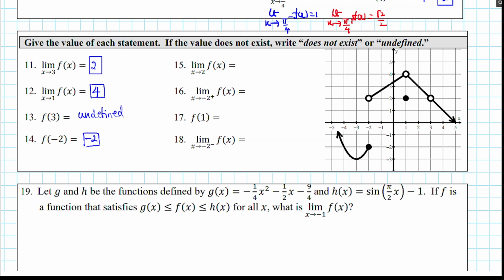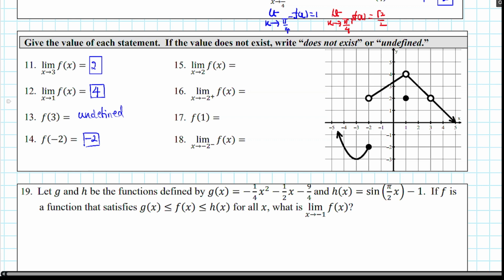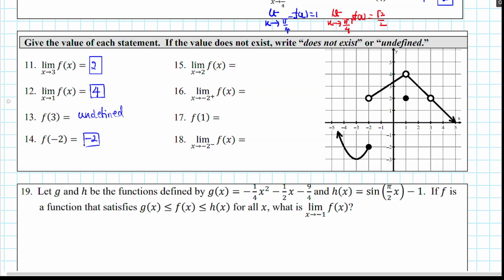And the limit as x tends to 2 of f of x. What happens when we move to 2 from the left side, the function values approach 3, and from the right side the function values approach 3. So that means the limit is 3. And the limit as x tends to negative 2 from the right side. You can see as x approaches negative 2 from the right side, the function values approach positive 2. So therefore the limit is positive 2.